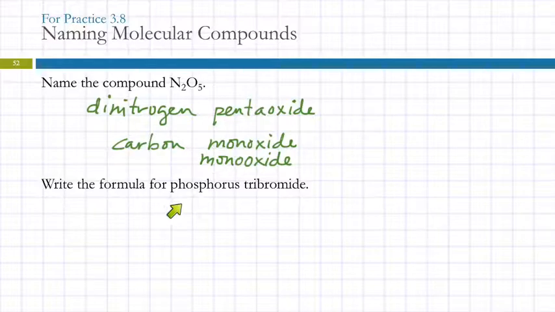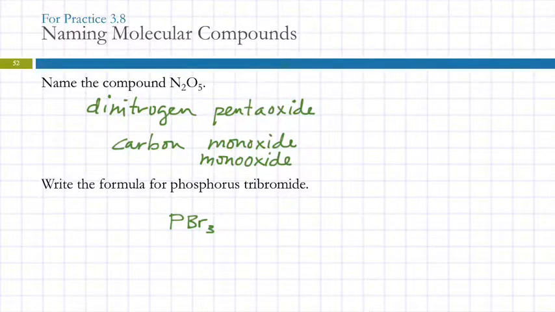Okay, let's write the formula for phosphorus tribromide. Phosphorus is P. And tribromide, Br3. Those seem easy compared to the ionic ones? Yeah. That's why this section's really short, because there's just not that much to say.